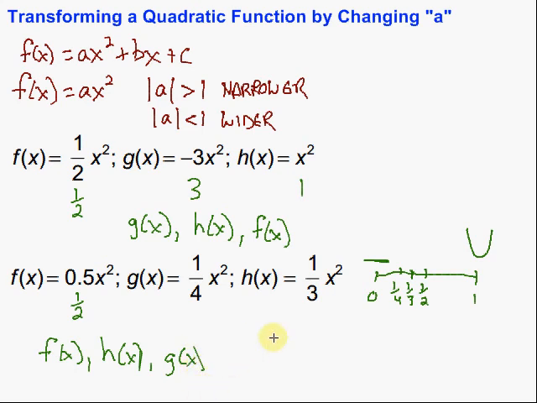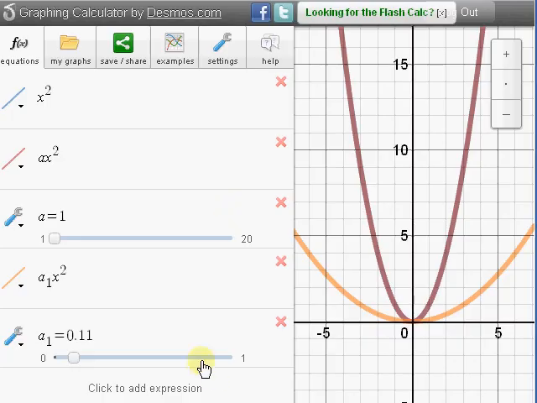Okay, and what you'll also notice is in this first one, I didn't really mention it, that the reason we use the absolute value is that it doesn't matter whether the graph is opening up or down in terms of how wide it is. So the width of 3x squared is the same as negative 3x squared. And let me show you that really quick here.